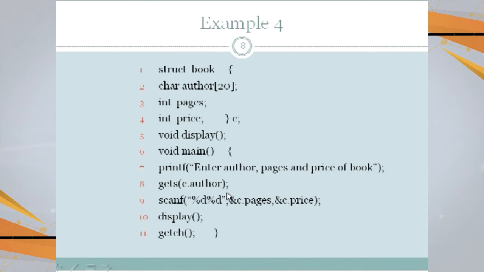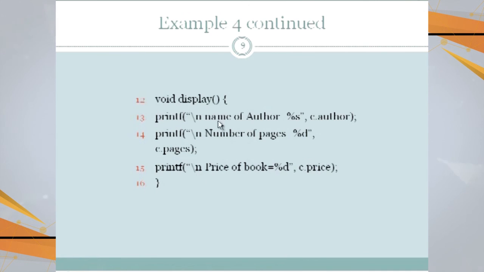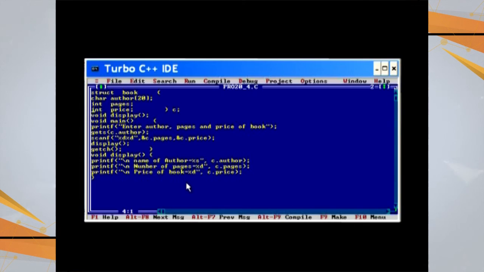For the members of this structure variable, enter author, pages and price of book: C dot author, C dot pages and C dot price, and then in display function we have displayed the same variable: name of author, C dot author, number of pages, C dot pages, and price of the book is C dot price. Let us execute this example on the computer.